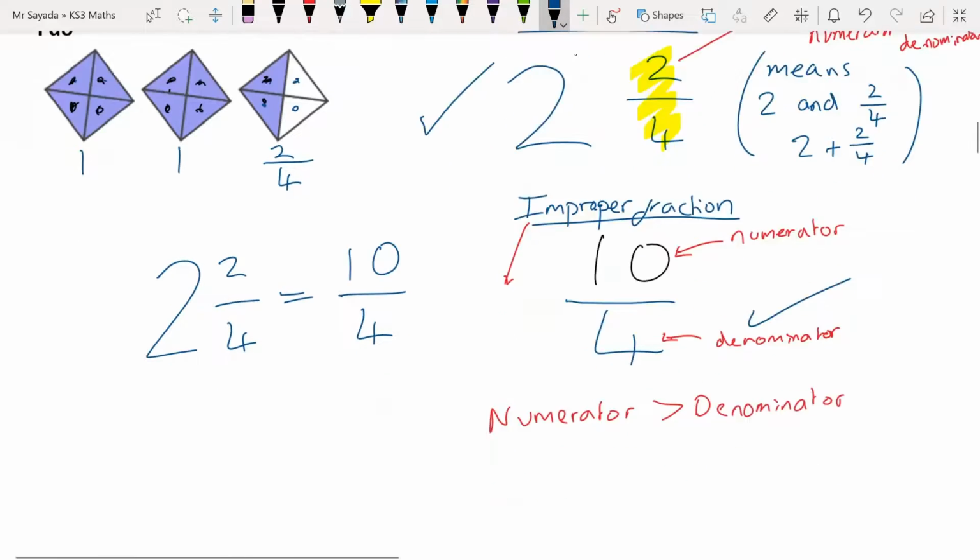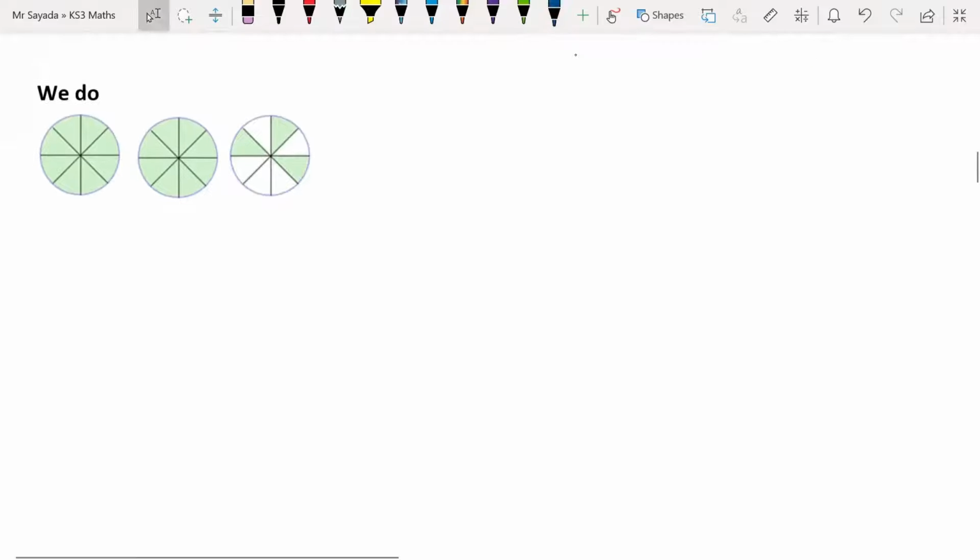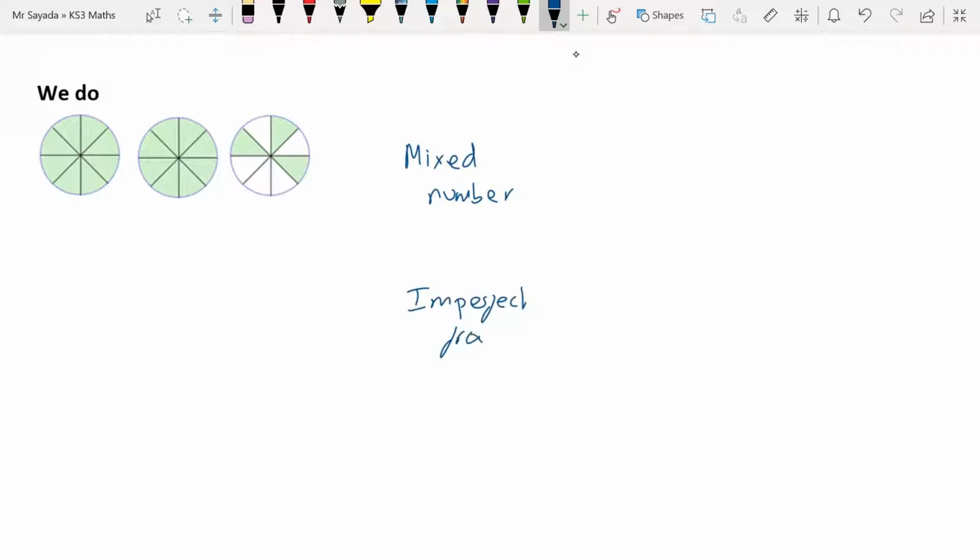Let's do another example. We're going to do this one together. So pause the video and write down what you think is the shaded fraction here. Give 2 answers. I want one answer as a mixed number and one answer as an improper fraction. Pause the video while you do that. Press play once you're ready.